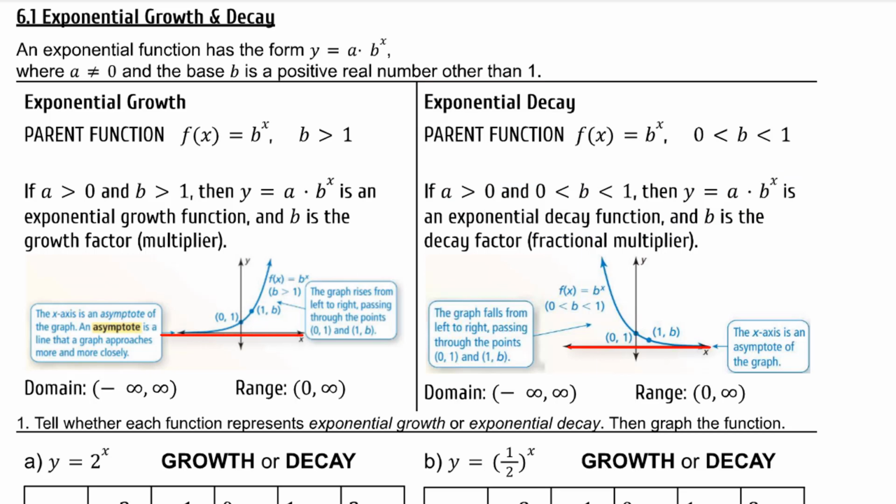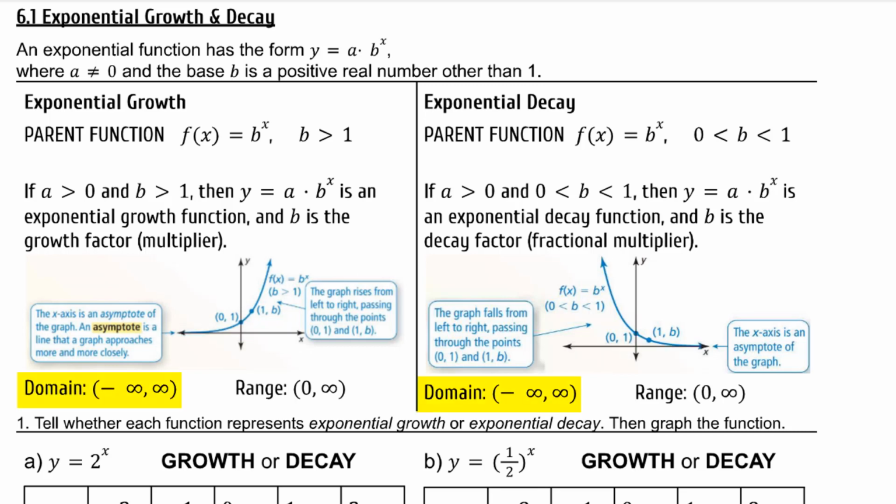Exponential functions have a horizontal asymptote. Horizontal asymptotes give us end behavior, or what's happening at the end or ends of the function. For the parent function of exponential growth and decay, the x-axis is an asymptote of the graph. An asymptote is a line that a graph approaches more and more closely.